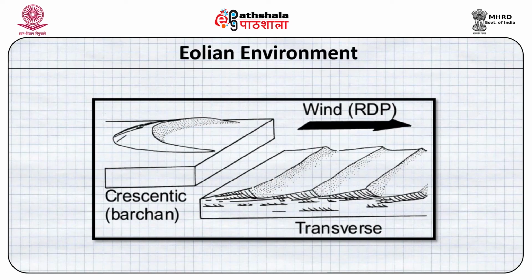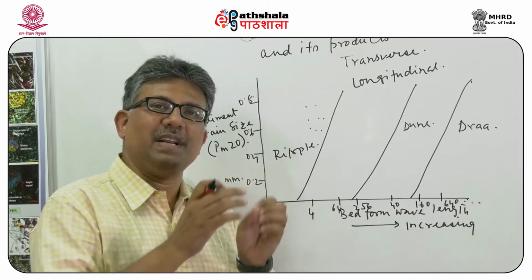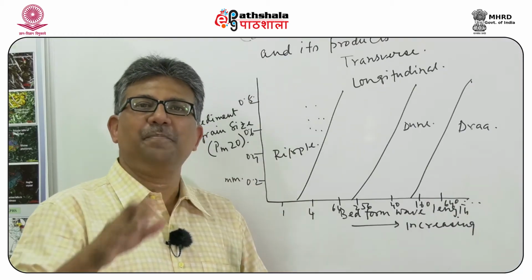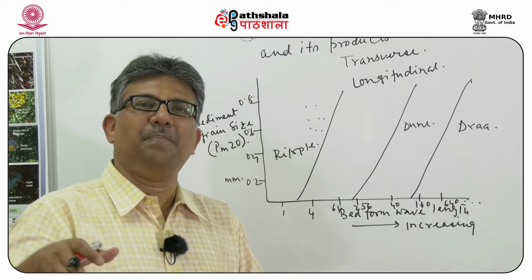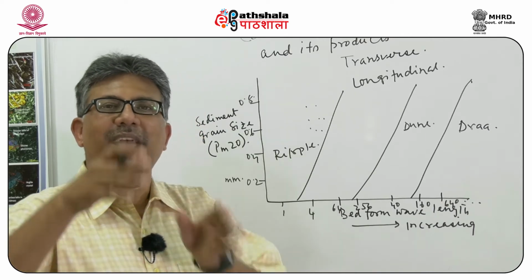Now, what is a transverse bed form? When the crest line is at a high angle, nearly normal to the direction of the wind, that we call the transverse bed form. It will have a very significant single slip face, and that we call the transverse bed form. We get a slip face through which the sediment avalanches.